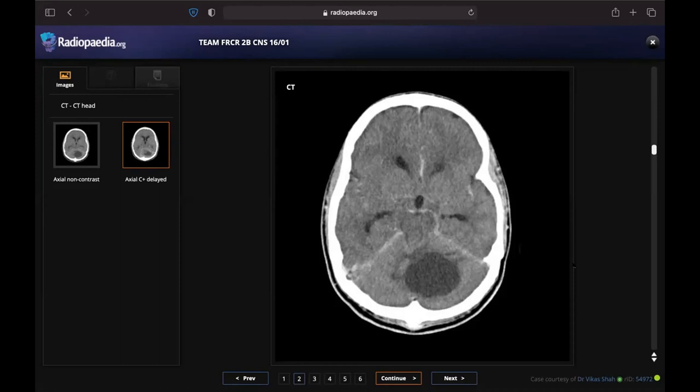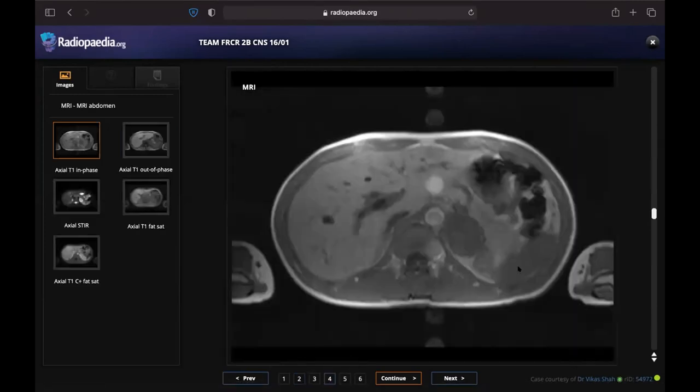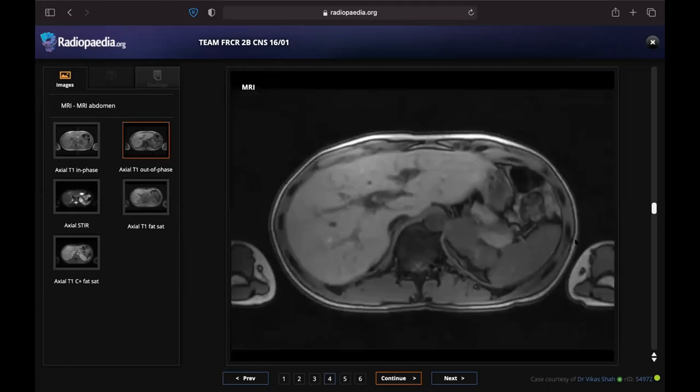Flushing and tachycardia. Either that the patient could be having some hemorrhage, for example. No hemorrhage. Pheochromocytoma, maybe. Okay, I give you an MRI abdomen. So you're suspecting an adrenal lesion? Yes. Tell me, which phase do you want me to scroll? Contrast, no, you won't be given contrast directly in exams. Okay, so out of phase then.